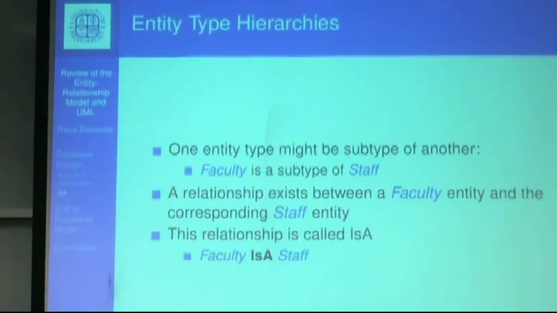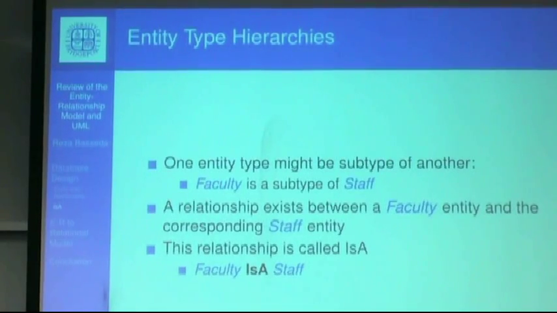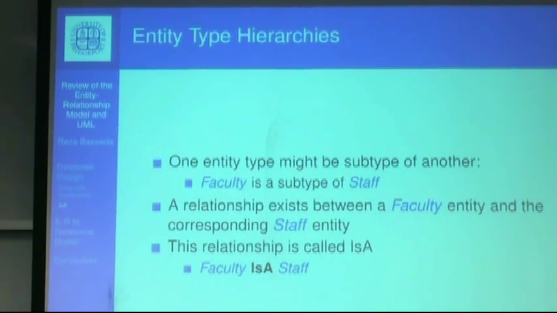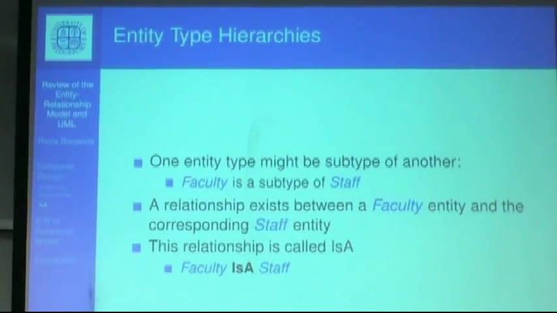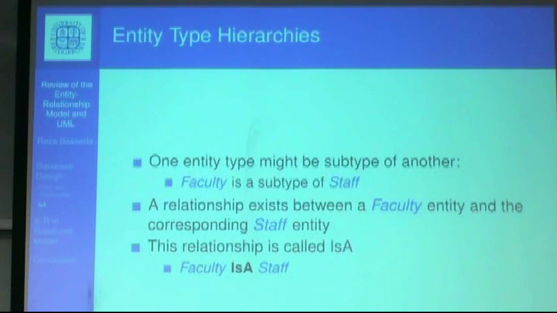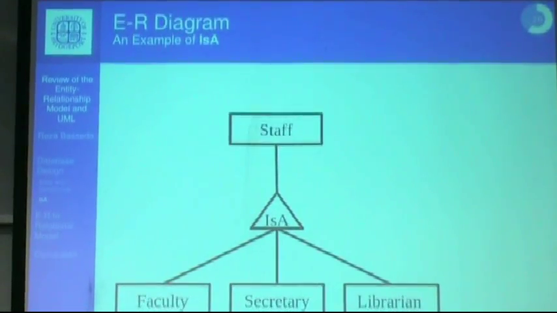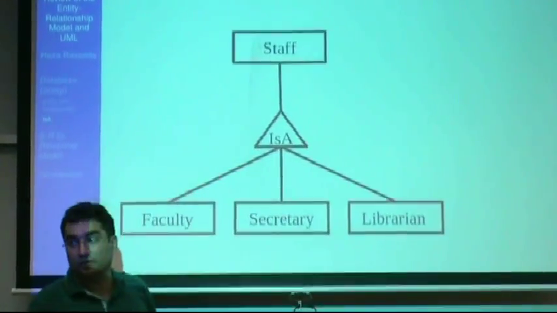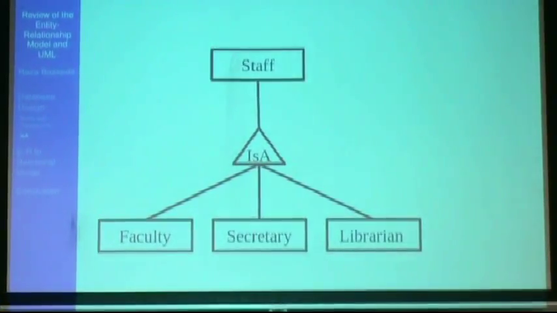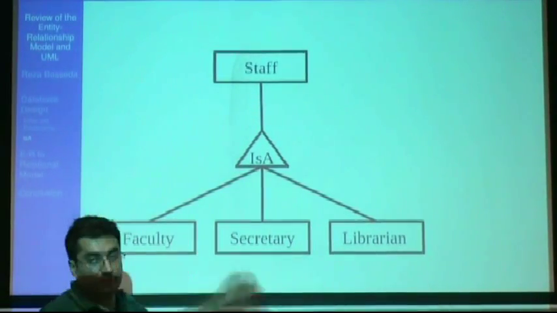So here we are still considering the generalization relationship between entities. For example, here faculty is a subtype of staff. Then there should be some kind of relationship between the faculty entity and the corresponding staff entity. This relationship in databases is called an is-a relationship. An is-a relationship is shown by this sign in the ER diagram. For example, here we show that faculty, secretary, and librarian, all of them are staff.